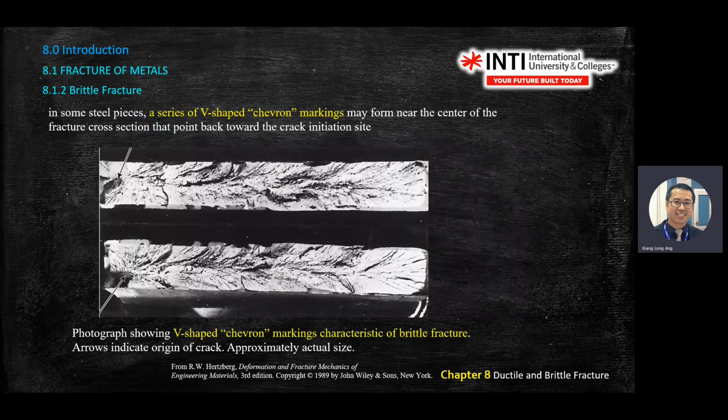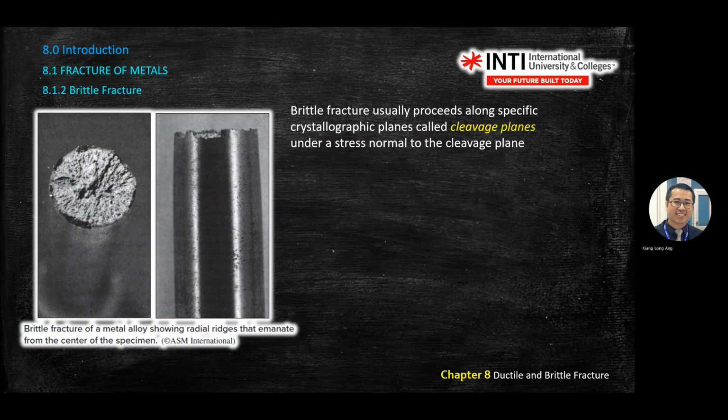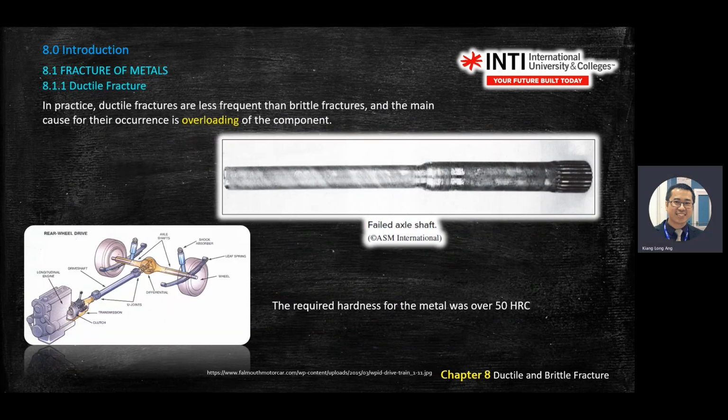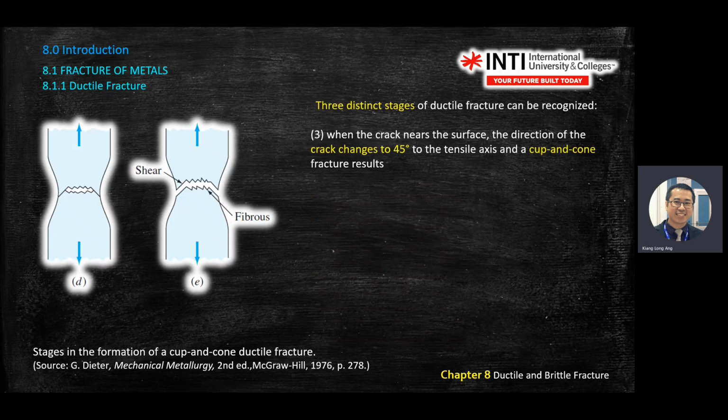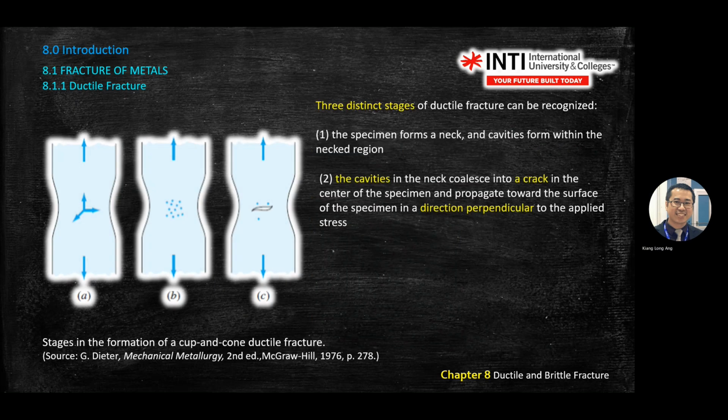For ductile, this diagram is important. It starts from stress. Then before it starts to crack, you see necking. You see there's a change of neck. You form a neck. Once you form a neck, then you form cavity.